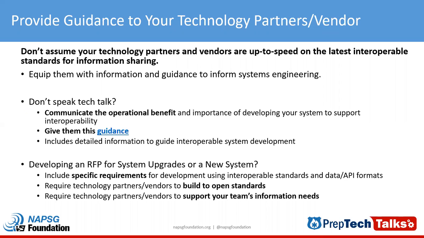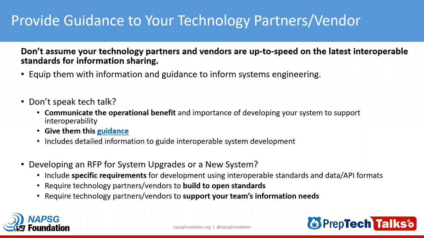So the most important thing that you can do to communicate with your technology partners and vendors is to share and clearly convey to them the operational benefit and importance of developing the system to support interoperability. Understand that they know the business need and requirements for why you need to be able to seamlessly share information across agencies, jurisdictions, organizations, et cetera. And give them a copy of this guidance as a starting point.